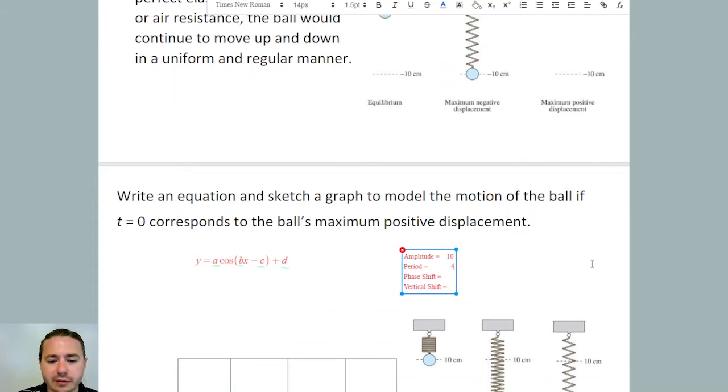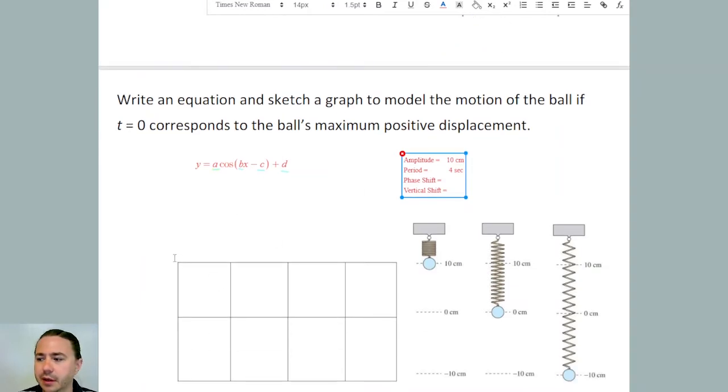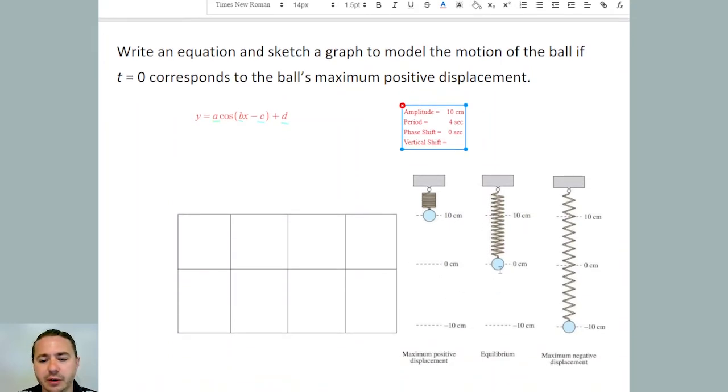Okay, so 4 seconds. And I think I might throw in some units here just to have some context. The phase shift: if I'm going to start my function at the maximum, then I don't need a phase shift because I'm already starting where cosine should start. So my phase shift here is going to be 0. And then my vertical shift, if I was not considering equilibrium to be 0, then I might have a vertical shift. But here, I'm just assuming that when it's at rest, my displacement is 0. So vertical shift here is 0.